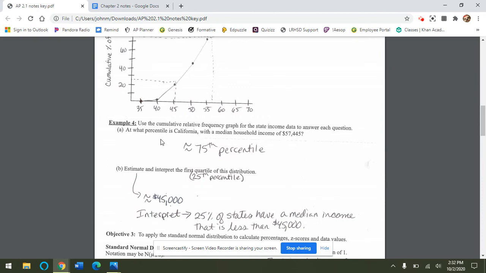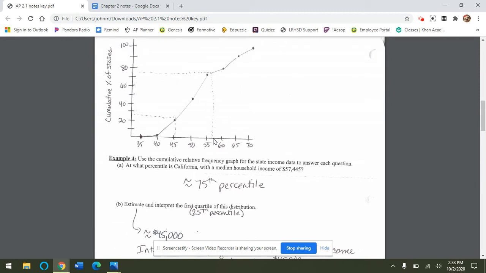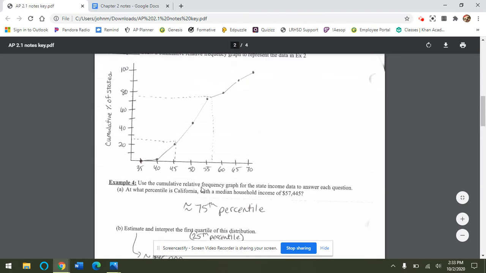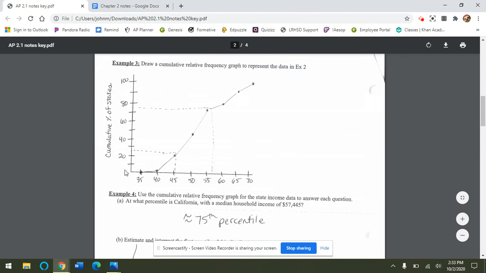Okay, so at what percentile is California with a median household income of $57,445? So I'm going to go to $57,000. I'm going to go dot, dot, dot, dot, dot up, and I'm going to go dot, dot, dot, dot, dot over. And that is how I get at approximately the 75th percentile. Because if you have a cumulative percentage, these are also your percentiles.